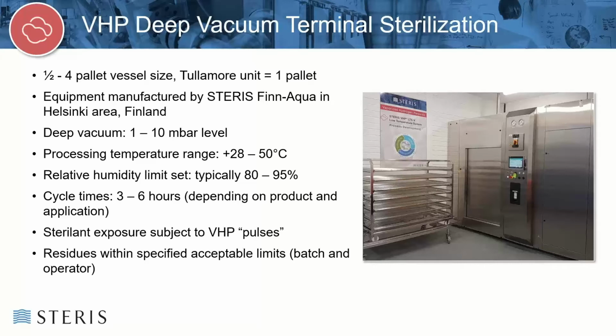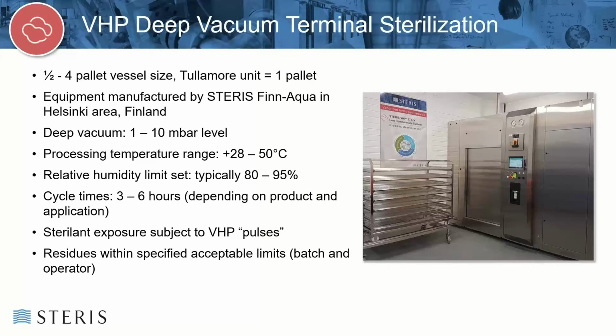Our processes then take place under a deep vacuum of 1 to 10 millibars, typically 4 millibars is what we usually see. And this is something to bear in mind when you're looking at VHP compatibility for your products. It's just making sure that the product and its packaging are able to withstand that low pressure.